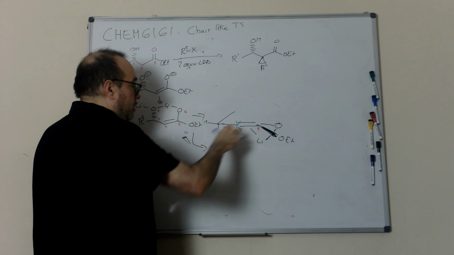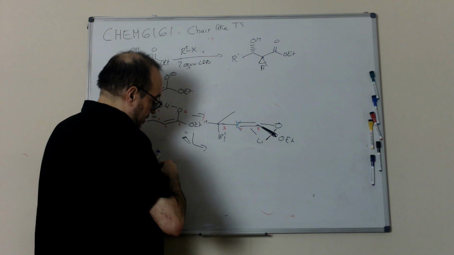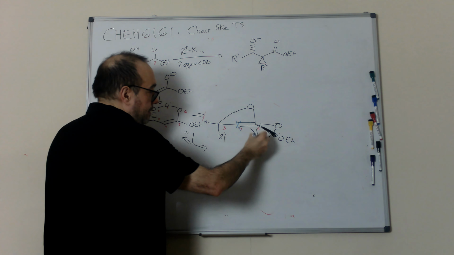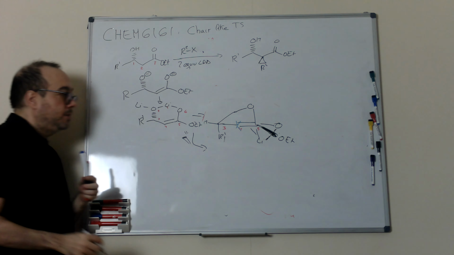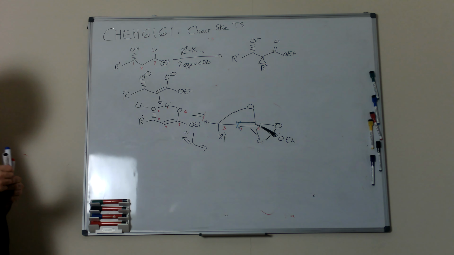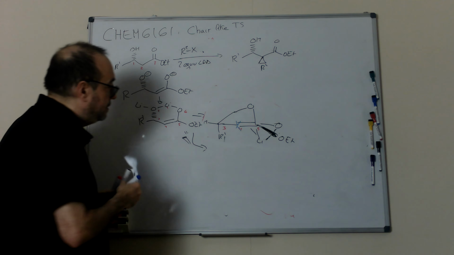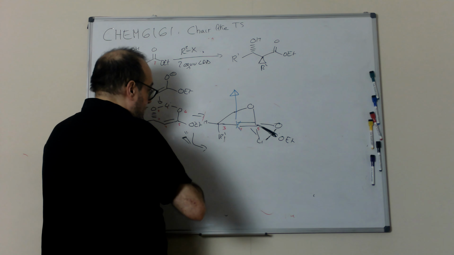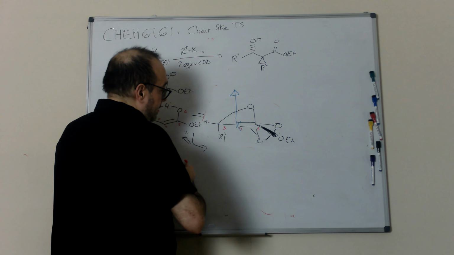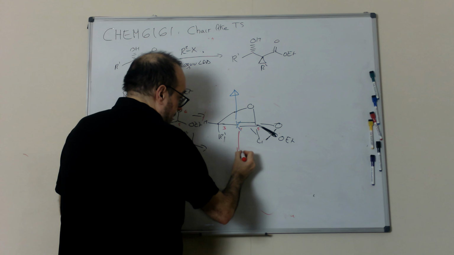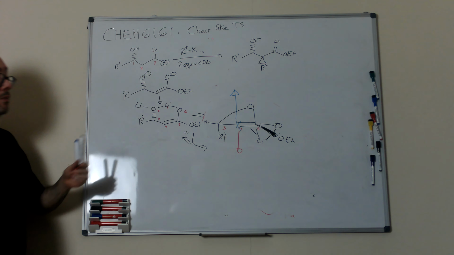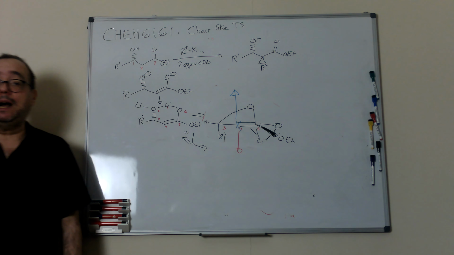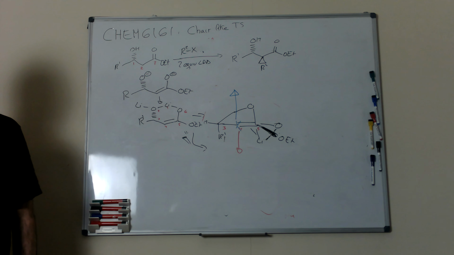I will move the oxygen a little bit more to the right. I am not doing anything, I am only moving this a little bit more. That means that the attack will be up in this direction or down in this direction. And we are reacting this enolate with an alkyl halide, whatever it is, an allyl halide.